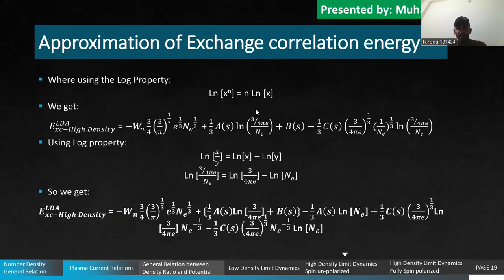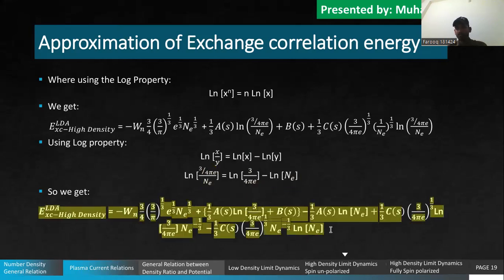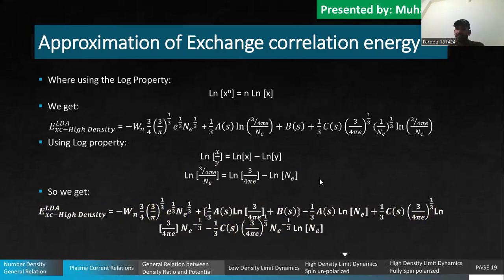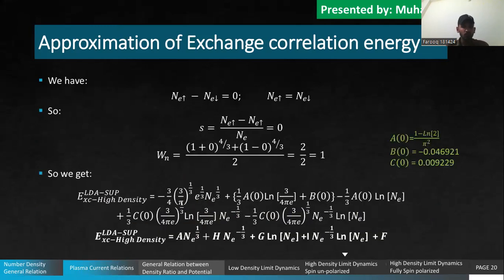And now, using the log properties here, we get this. Again, we have this logarithm 3/4 pi e over ne. We use another log property, ln x over y is equal to ln x minus ln y, like this. And now the exchange correlation energy becomes this one after rearranging the terms. So now again, this is such a large term. So what do we have to do?